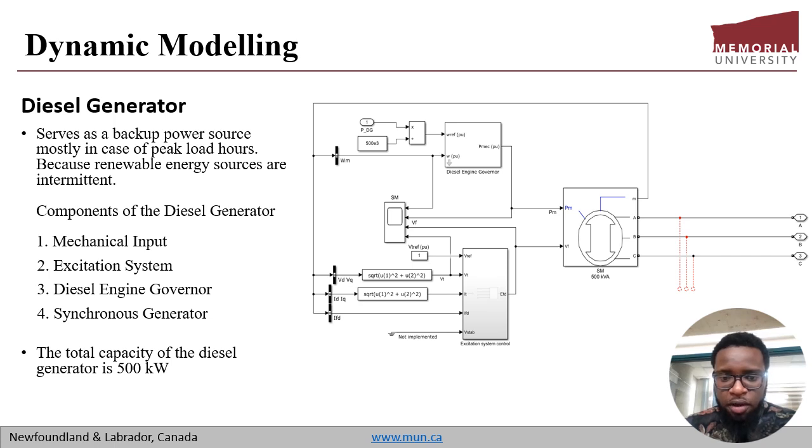And we've taken a 500 kilowatt generator. The main components of the generator have been listed. We'll be looking at the mechanical input, the excitation system, and the diesel engine. It has a governor. The governor is actually what reacts to the dynamic changes in the load. When there are fluctuations in the load, the governor will respond to activate the swing of the generator prime mover to make sure that the synchronous generator is generating sufficient power to meet the load demand at any given point in time. After that, we'll move into the next section in our dynamic modeling.